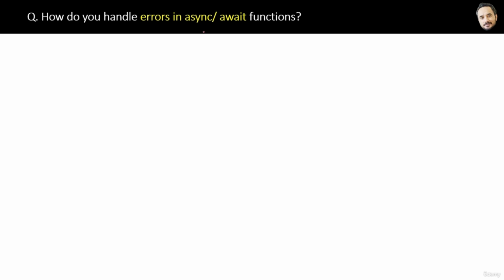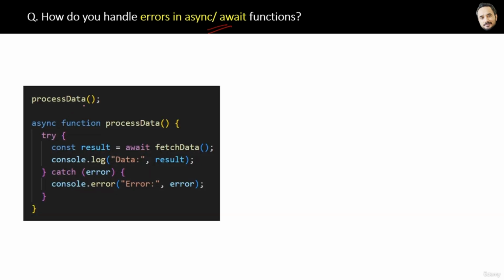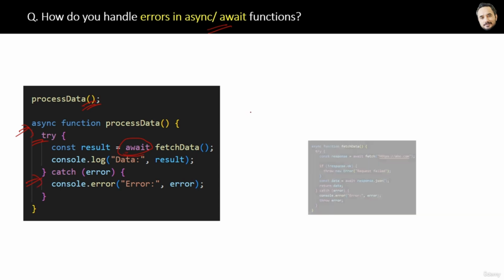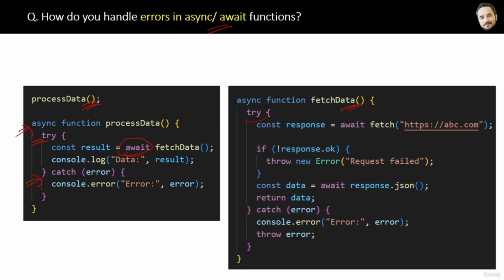How do you handle errors in async and await functions? You already know the answer. Let's just revise it. Here you can see the function processData which uses async await, and you can see the try catch block inside it. Then you can see the body of the fetchData function. Again, we are using the try catch and throw statements here. So the answer is simple. In async await functions, we can handle errors using try catch blocks.